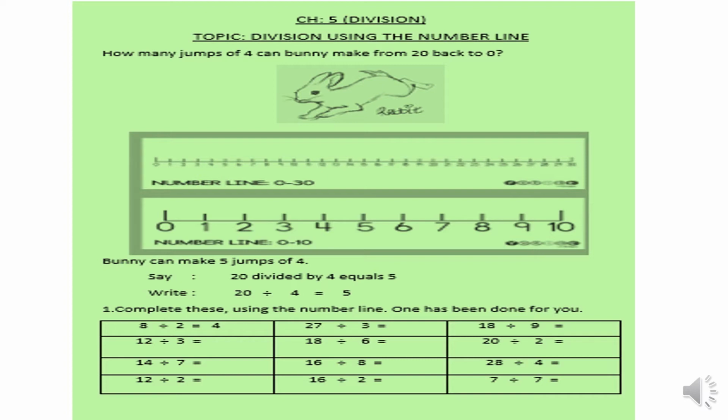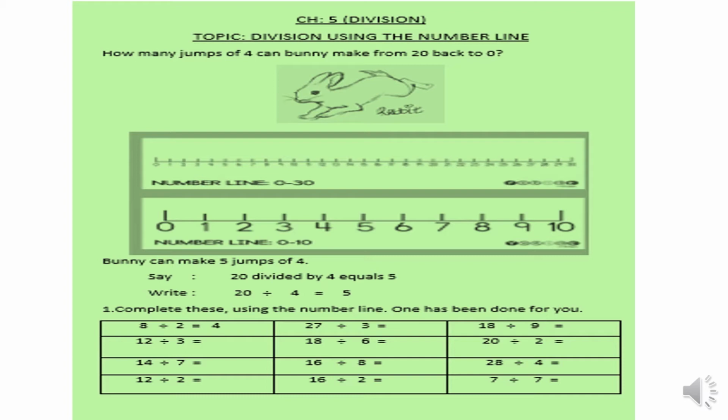Answer is 4. Similarly 12 divided by 3 equals, you will say the table of 3. 3 ones are 3, 3 twos are 6, 3 threes are 9, 3 fours are 12. So the answer is 4. Similarly third one is 14 divided by 7 equals dash. So you will say the table of 7. 7 ones are 7 and 7 twos are 14. So the answer is 2.